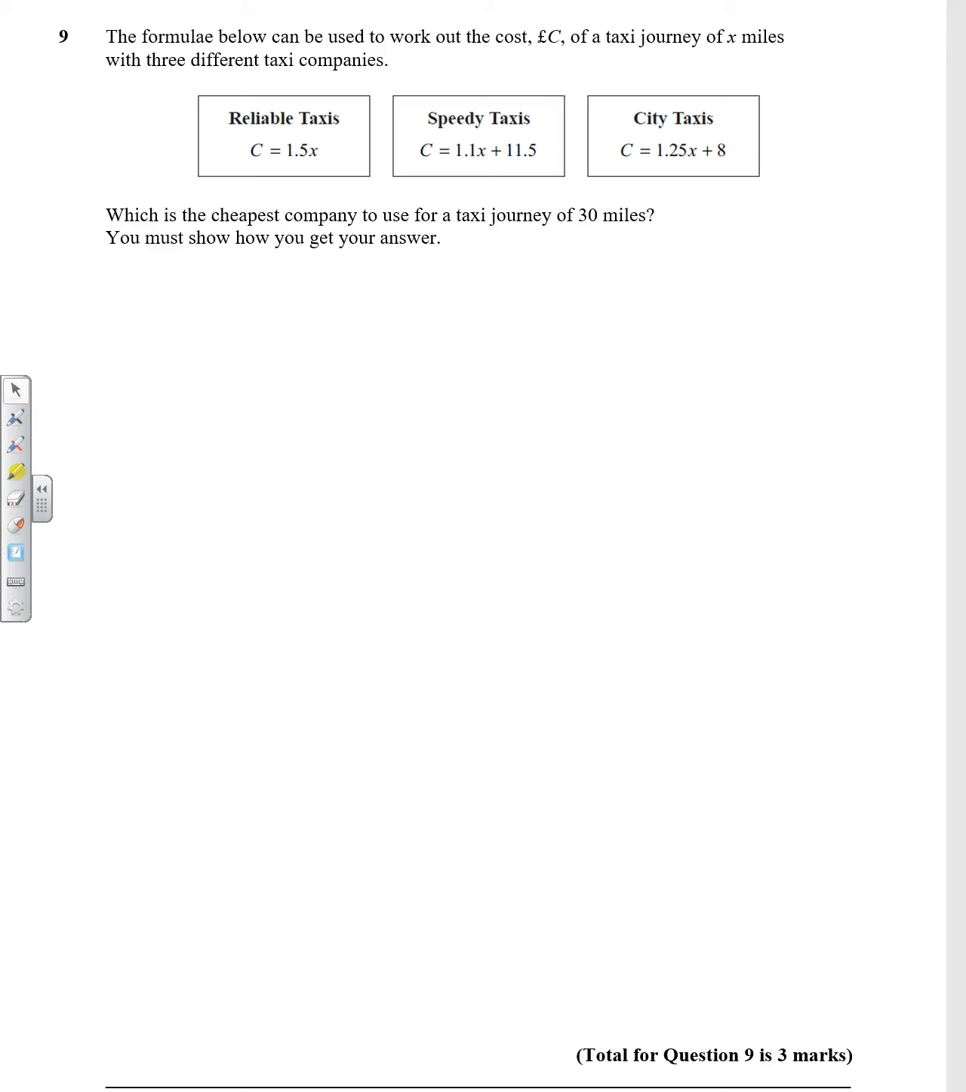Okay, the formula below can be used to work out the cost C of a taxi journey of X miles with 3 different companies: Reliable, Speedy and City. Which is the cheapest company to use for a journey of 30 miles? Well, we're going to have to work out each one. So say what we're doing.